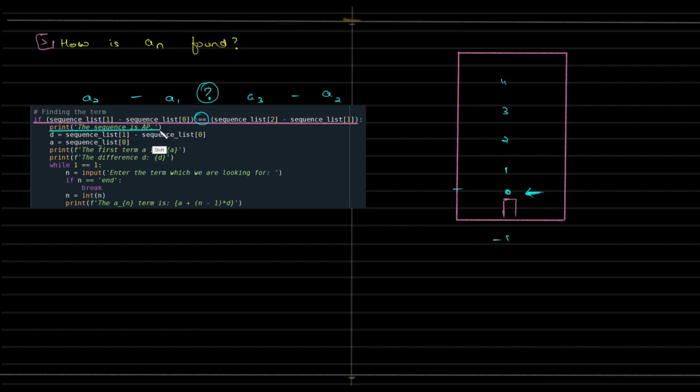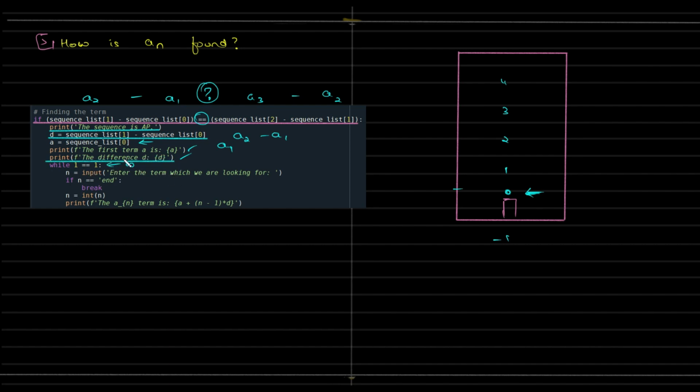The sequence is an AP. Common difference is found. How? Clearly you can see it is A2 minus A1. And we are finding the first term, that is A is equal to the first term, A1. Make sense? Then it's printing. So till here, it's not a big deal. And here we have an infinite loop.